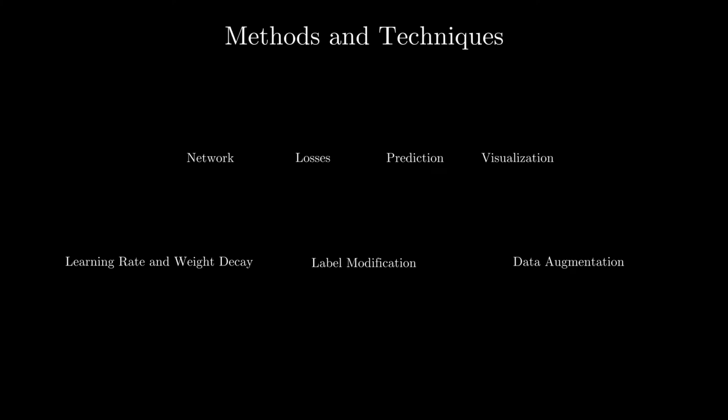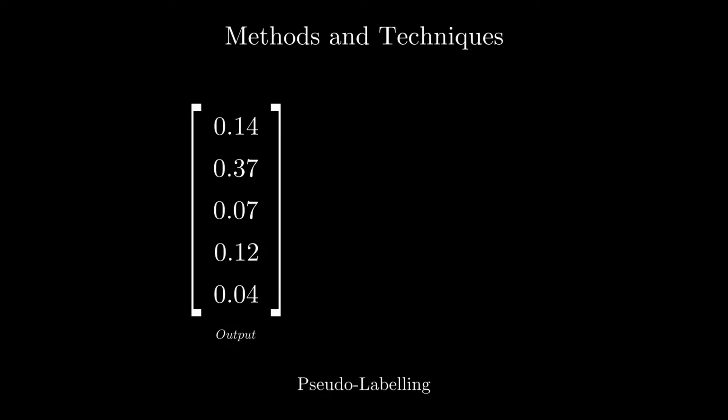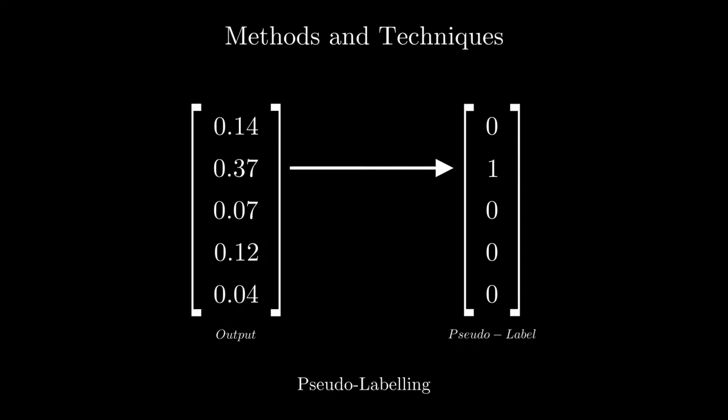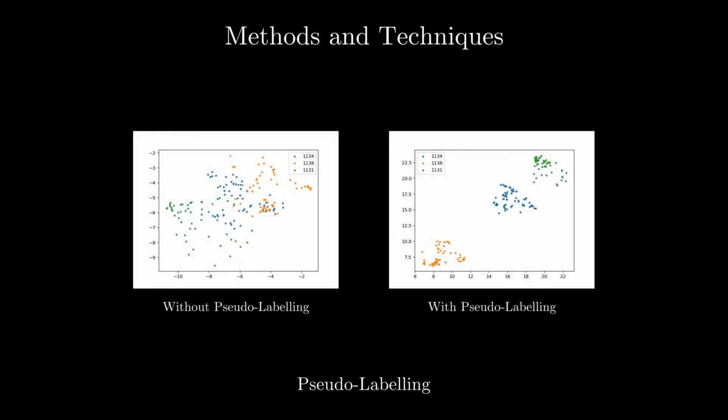Label modification techniques can be used to manipulate the topology of class clusters in the embedding space. In pseudo-labeling, in place of labels, pseudo-labels are used, which are nothing but picking the class which has the maximum predicted probability. Pseudo-labeling helps the network to become insensitive to the variations and help induce tighter clusters.